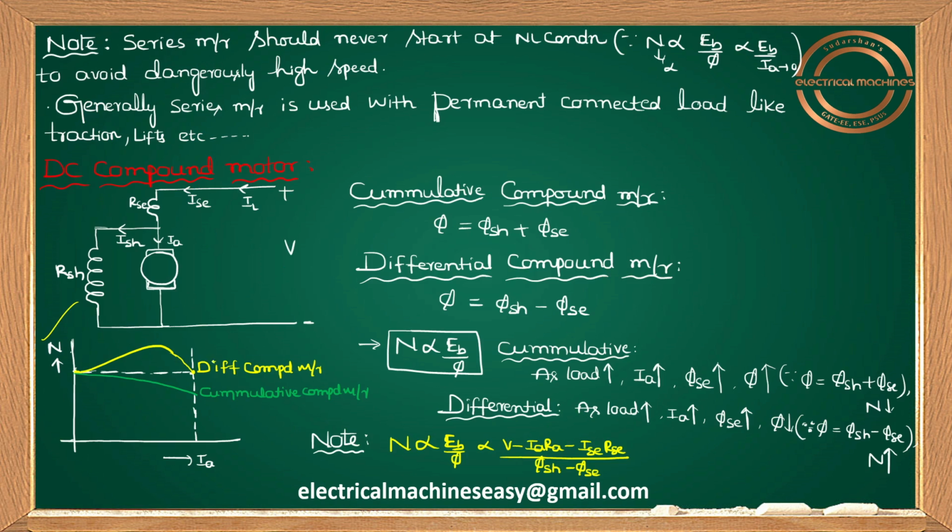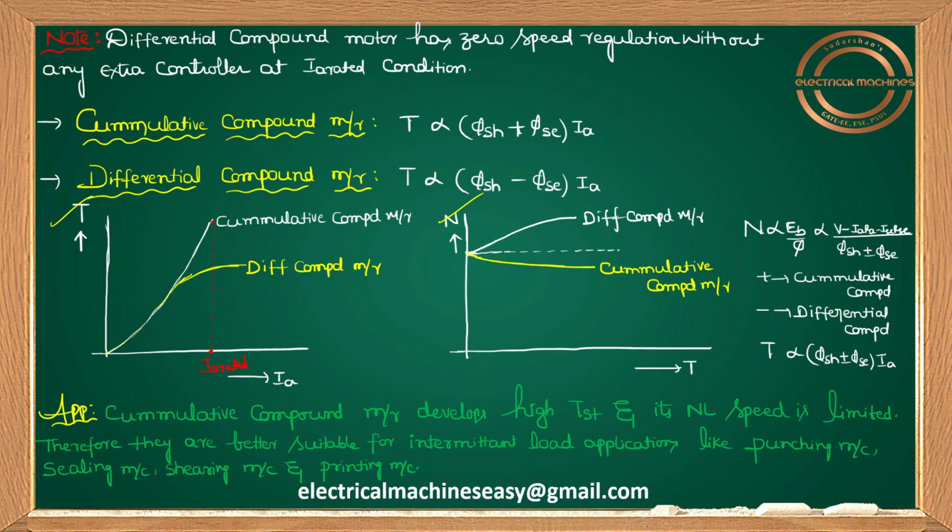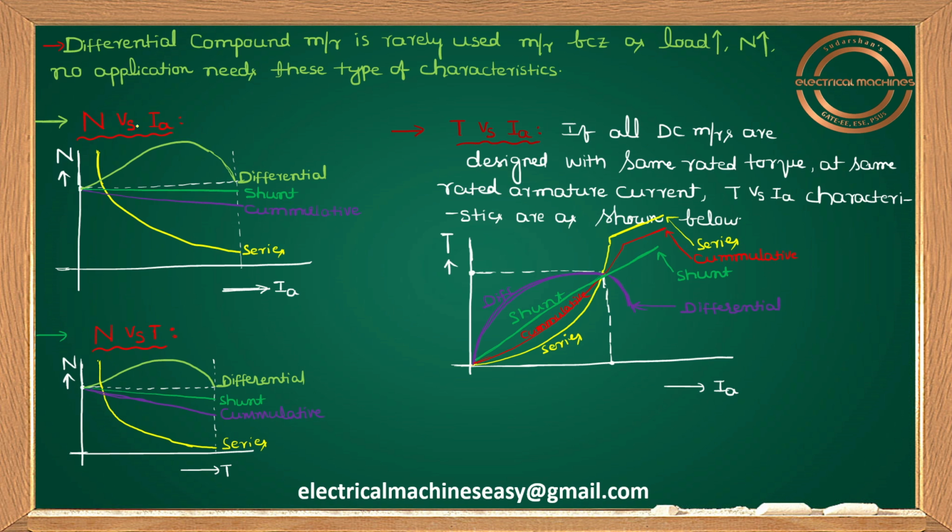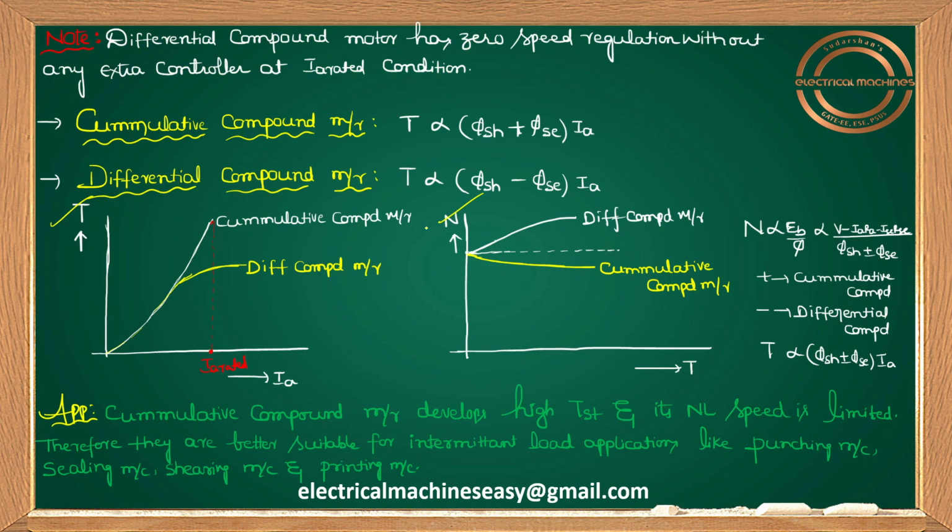See, if you see the previous curve, in this N versus IA curve, differential compound is there and cumulative compound motor is there. Similarly, T versus IA curve, if you see, for cumulative compound motor and differential compound motor, N versus T curve for differential as well as for cumulative compound motor. And I'll show all N versus IA curves for all four motors in one graph. Similarly, N versus T I'll show in one graph, and T versus IA also in one graph. Okay, so let me proceed.